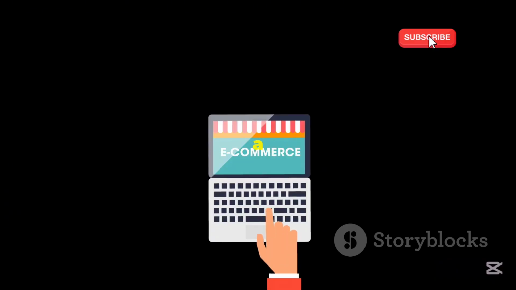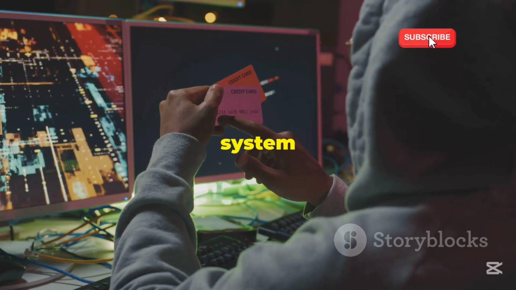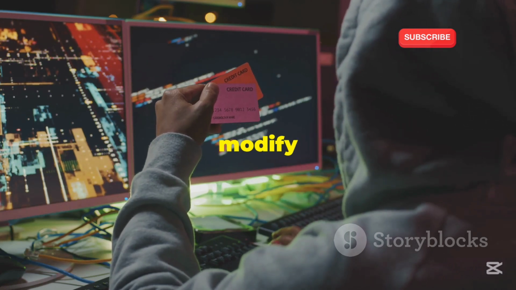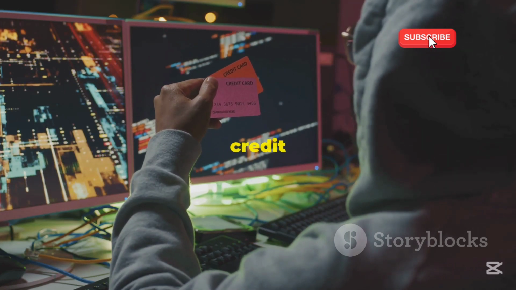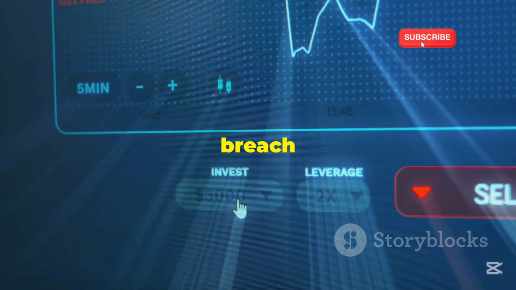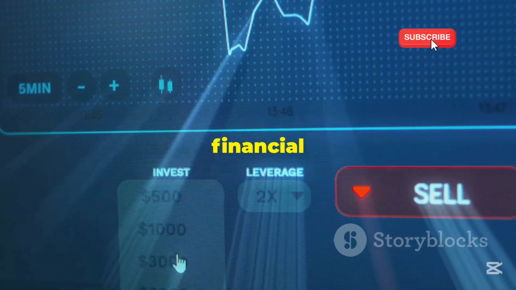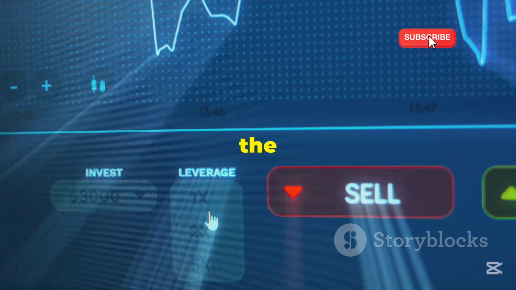Another example involved a major e-commerce platform. An LFI vulnerability in their system allowed attackers to access and modify customer data, including credit card information. This breach resulted in significant financial losses and reputational damage for the company.